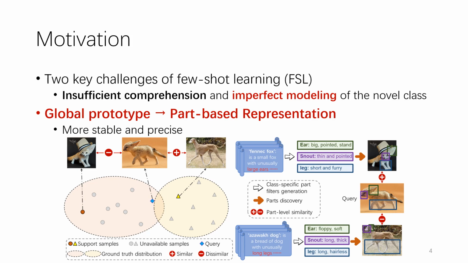So, as in the right figure, we represent each class by its parts with the help of class semantic knowledge. The variations of each part are much smaller, which means our representation is more stable in the few-shot scenario, and our part-based classification is more precise, so overall similar classes can be better told apart.